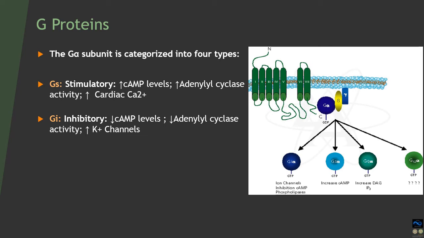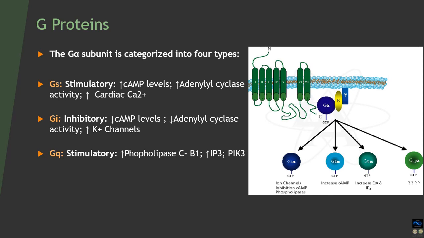Gi is that G alpha which is inhibitory in action. It leads to the antagonistic effect of the stimulatory G protein, leading to a decrease in adenylyl cyclase activity as well as expression, decreased expression and concentration of cyclic AMP, as well as increased potassium channel activity.